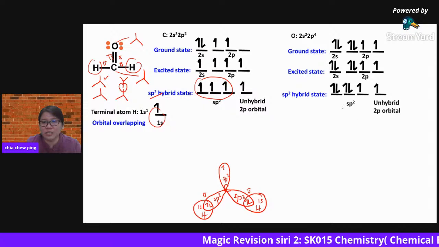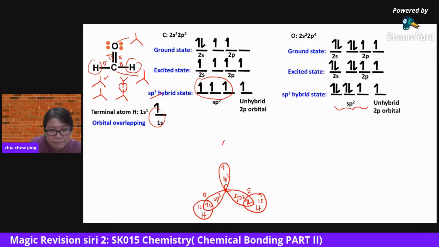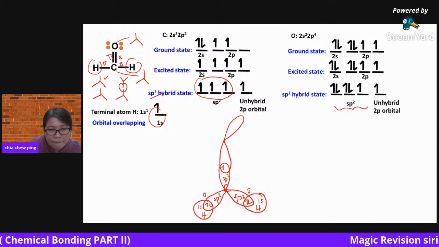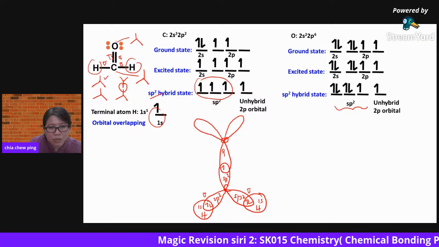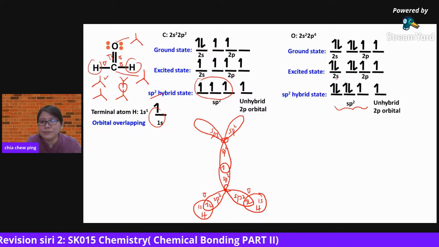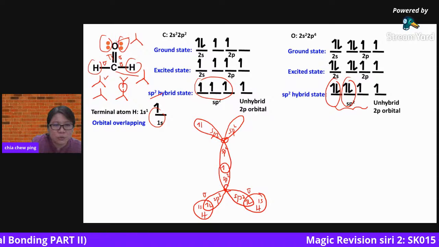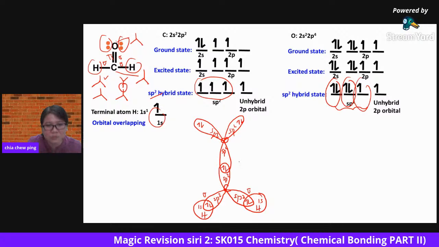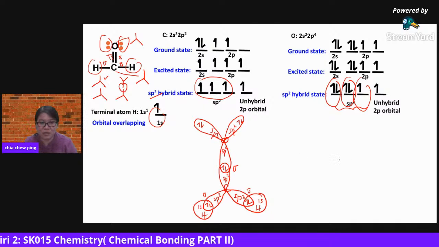Now I'll proceed to the oxygen. Oxygen is sp2. So now I'll draw another sp2 here. Okay, so this is oxygen. So sp2, sp2, sp2. For sp2 contains 2 lone pairs. So where is the lone pair located? It is here. So I will label the 2 lone pairs. Another unpaired is the function to overlap to the carbon. So this is called sigma bond. Okay, class, so we have already done all the sigma bonds.